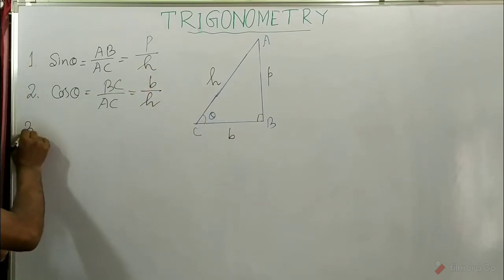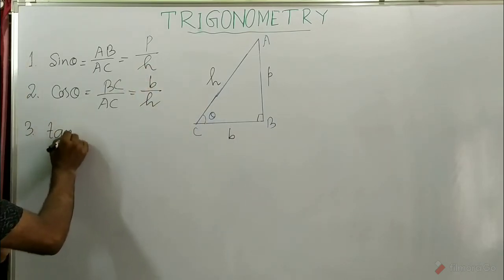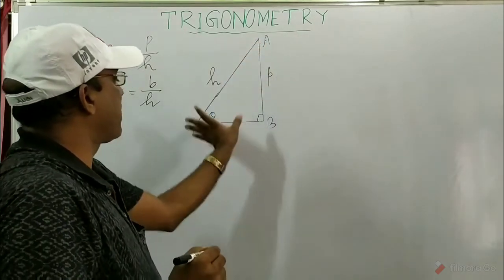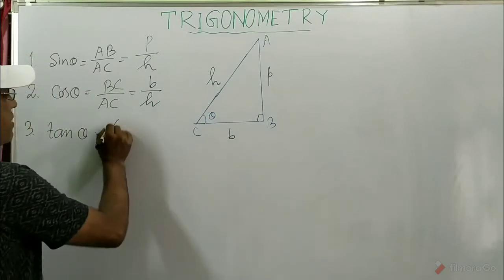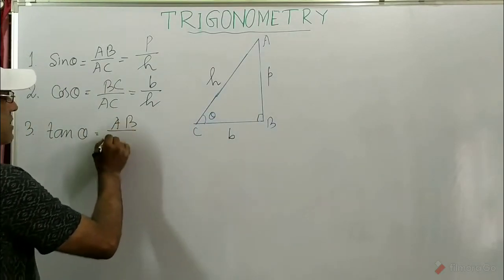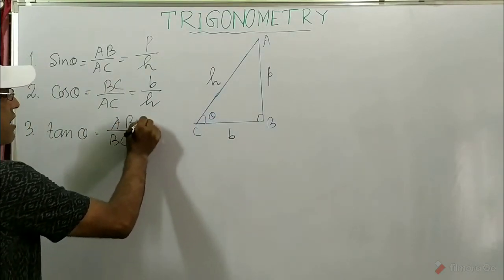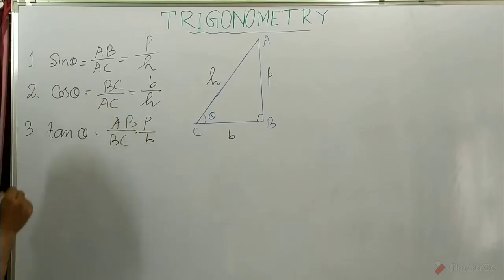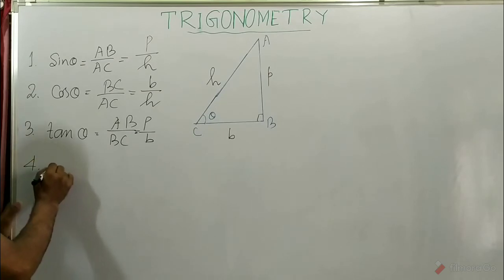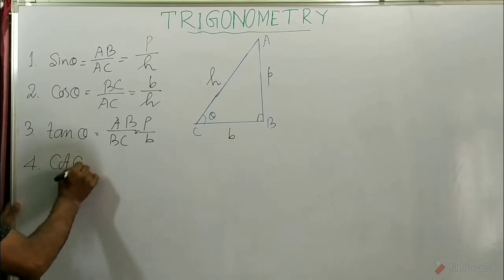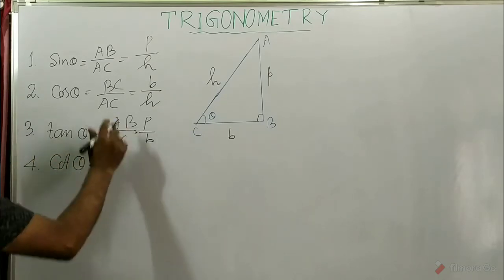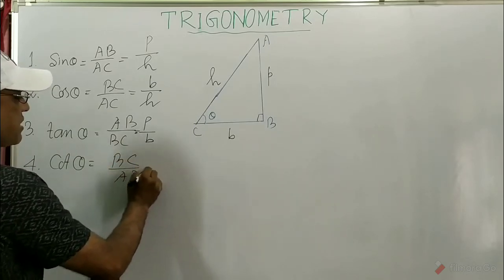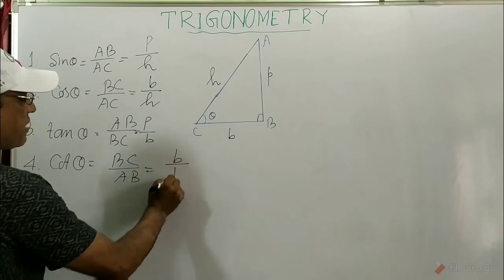And number 3, tan theta. Tan theta means AB by BC, so AB by BC is tan theta. AB means P, BC means B. Number 4, cot theta. Cot theta is just opposite: BC by AB, which means B by P.